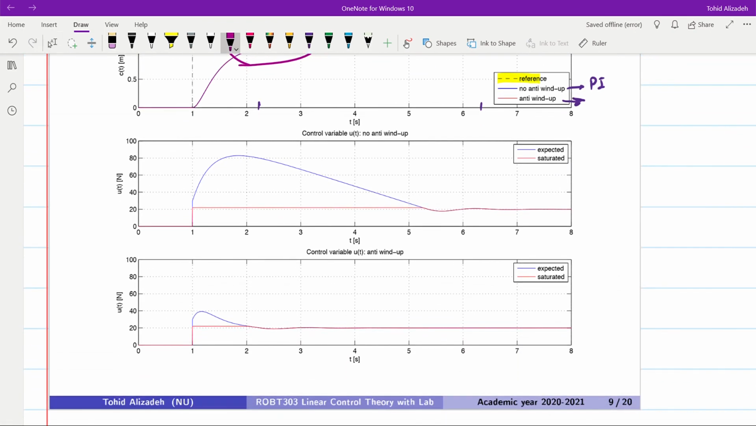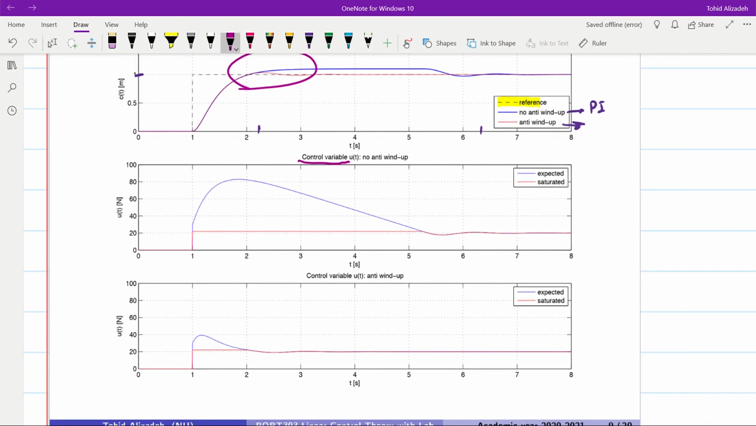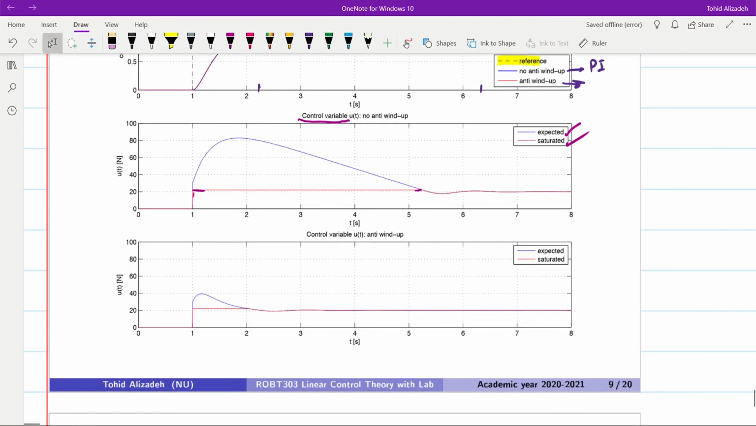In the second graph here, we can see the control variable u of t, where we have no anti-windup. So without anti-windup, with the regular PI controller, what we are expecting is the blue one. This is what the controller is generating, the blue signal. And what we actually get and feed to the actuator is shown in red. You can see that it is saturated at plus 22. And it waits until the control action goes back, and then the expected one will be the same as the saturated one.